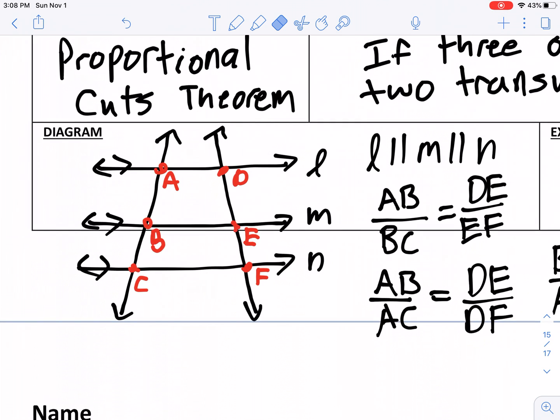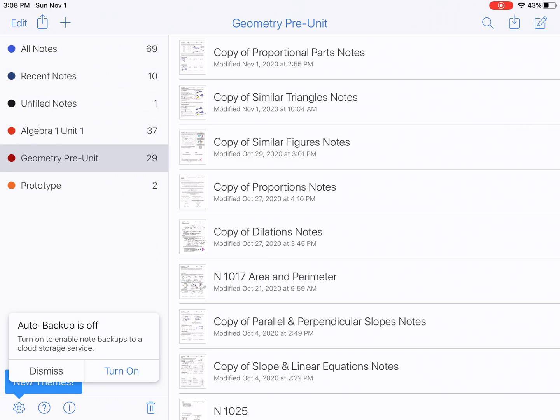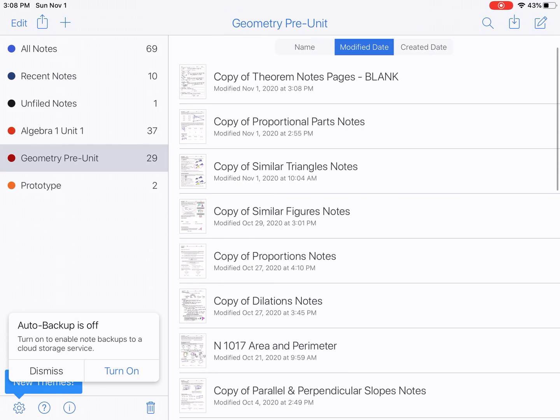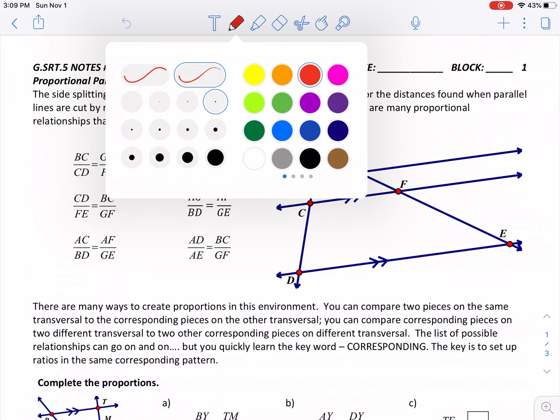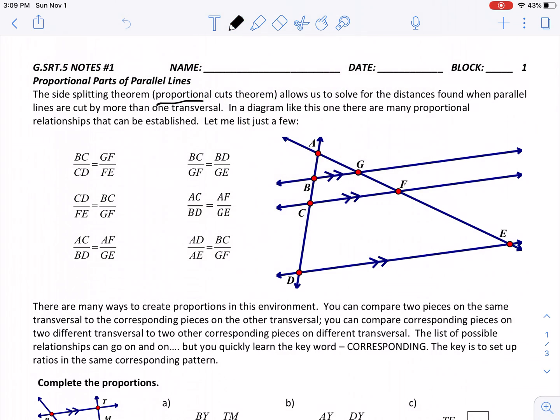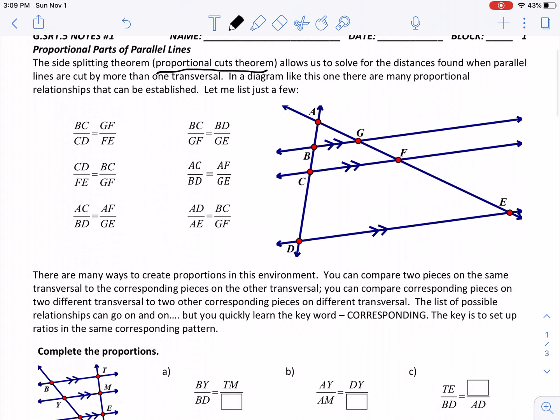But now we're going to transition into the set of notes of proportional parts. And notice this first part here is talking about what we just talked about, which was the proportional cuts theorem. They're going over the same types of ratios here. It says BC over CD is the same thing as GF over FE.